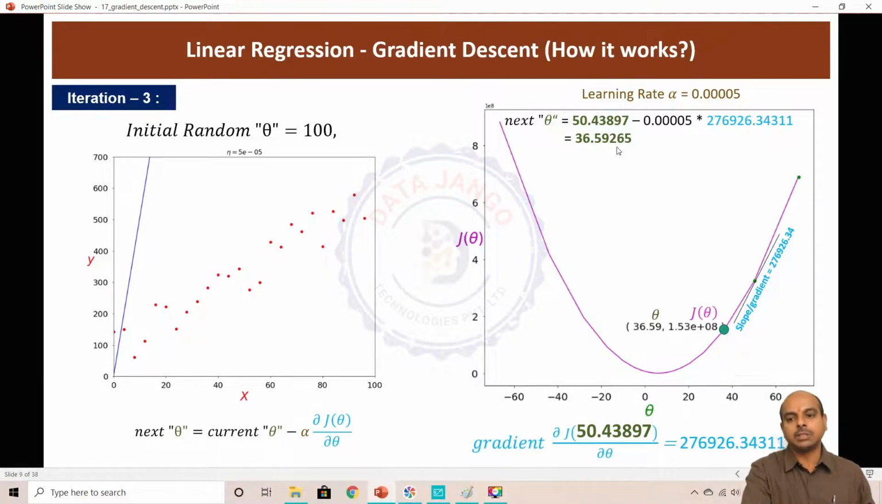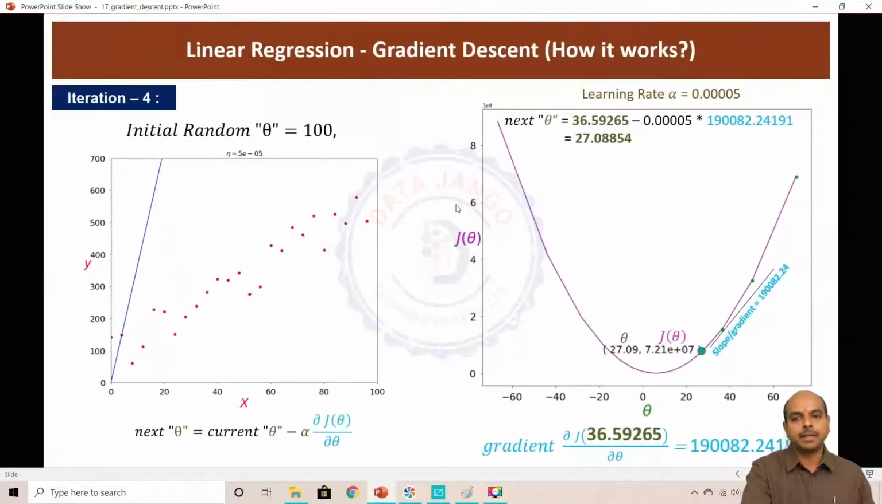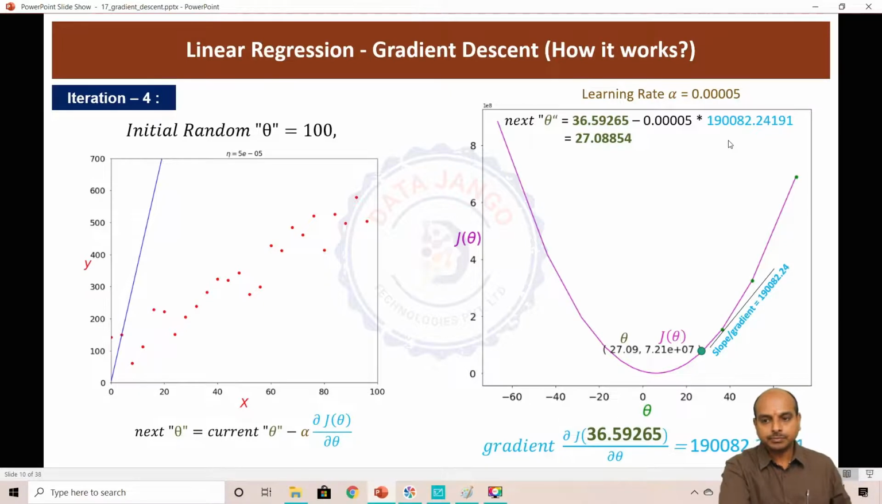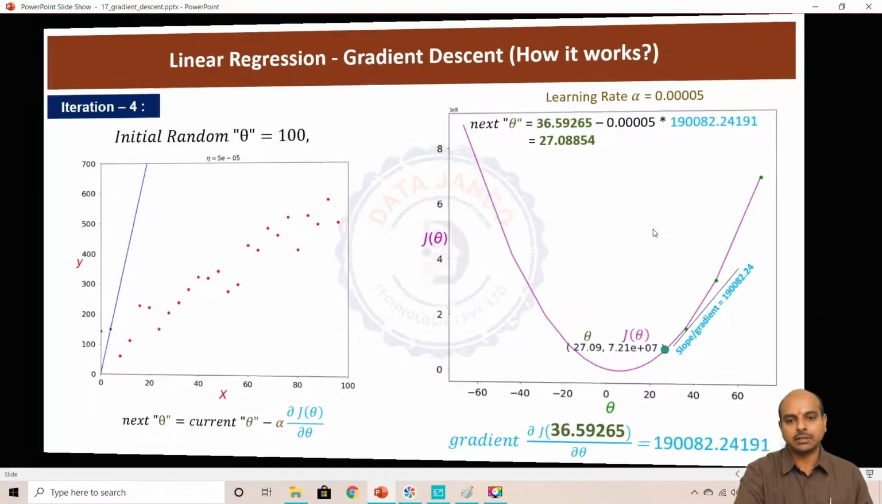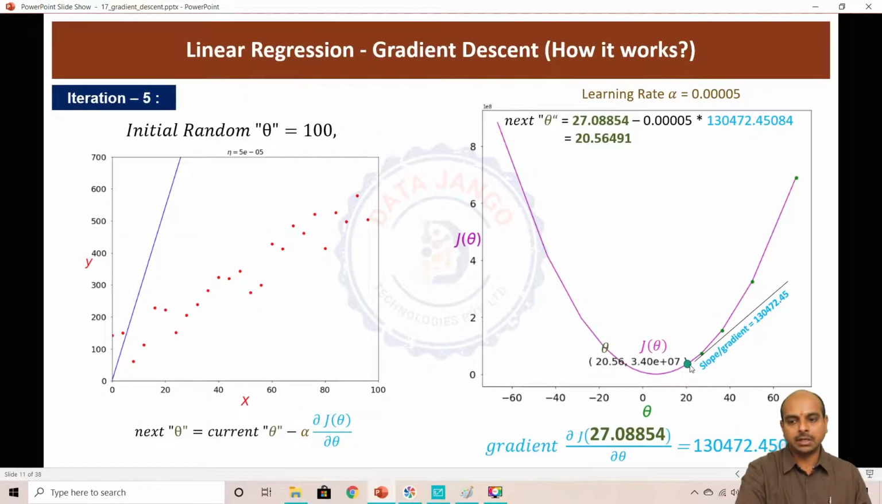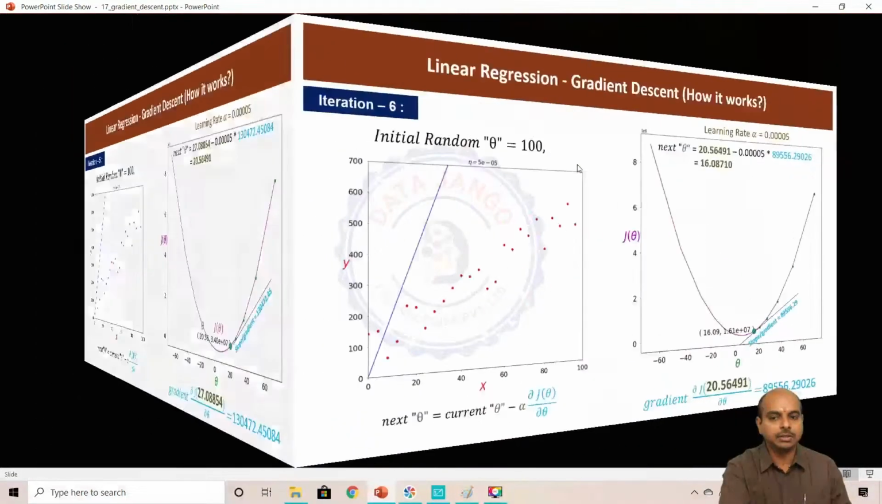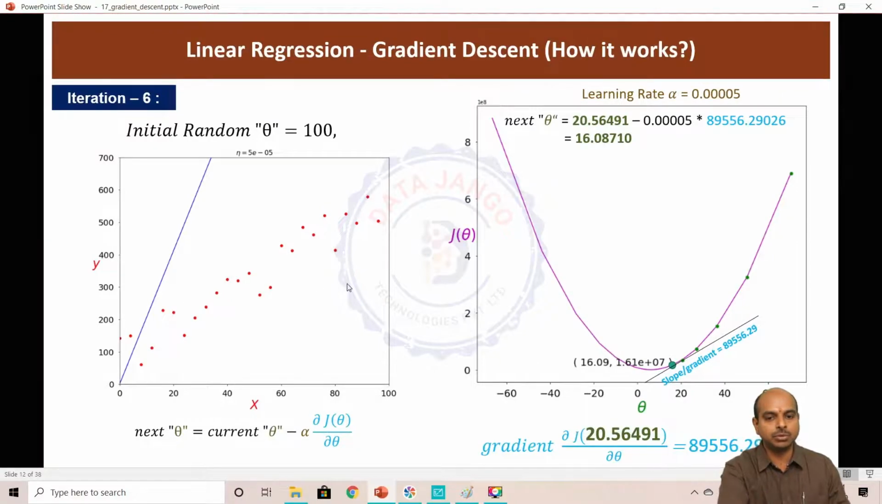So let me execute this algorithm again. Theta is equal to the current theta, 36, minus alpha into the slope of the tangent at 36. This slope we are subtracting, and we found 27. If you look at the derivative of the cost function at this theta, we will see that later. So again I executed, by taking the slope, I substituted into the equation, and I found the new theta. When you see this, this line is moving close to the global minimum.